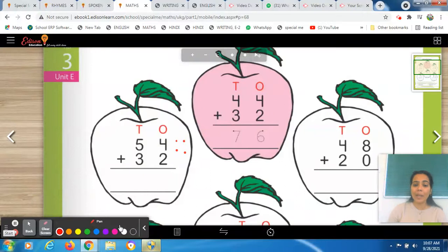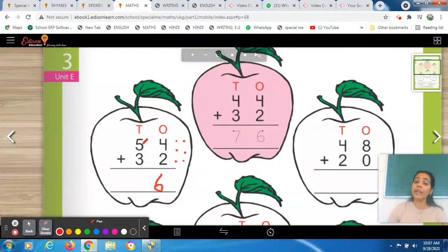When you take 4 beans, then come on the next number. The number is 2. So take 2 more beans. Now count all the beans. How many beans do you have? One, 2, 3, 4, 5, 6. Your answer over here is 6. So please write 6 over here.